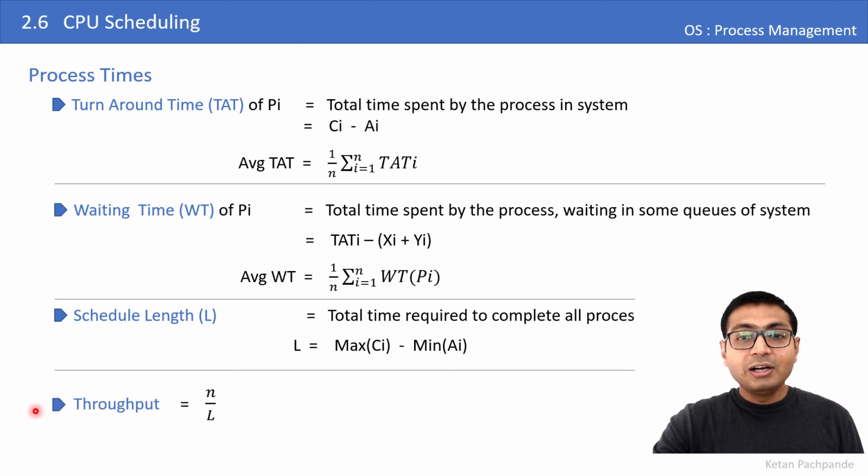The fourth factor is called throughput. The definition of the throughput we have seen. Numerically we can say that n number of processes can be completed in L time. That's why the formula is n by L.